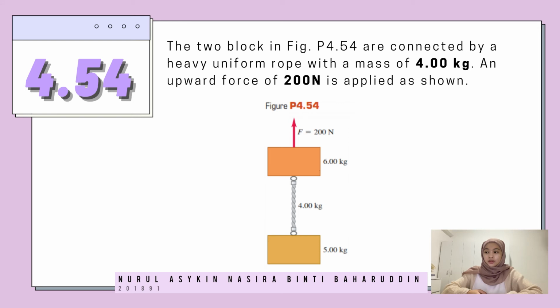Okay, next I will continue to tutorial 4.54. The two blocks in figure P4.54 are connected by a heavy uniform rope with a mass of 4 kg, and an upward force of 200 Newtons is applied as shown.